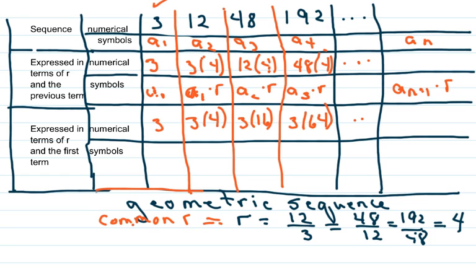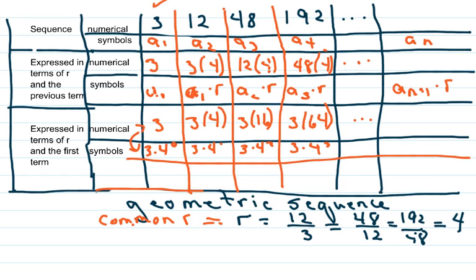All right, and let me write again exactly what that means. So I'm going to kind of move the symbol. So this is really 3 times 4 to the 0, 3 times 4 to the first power, 3 times 4 squared, and 3 times 4 cubed. All right, so this part really goes with that. Numerical.